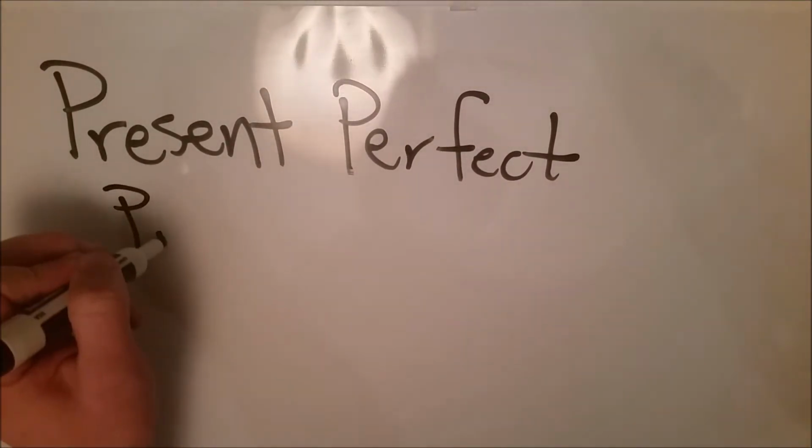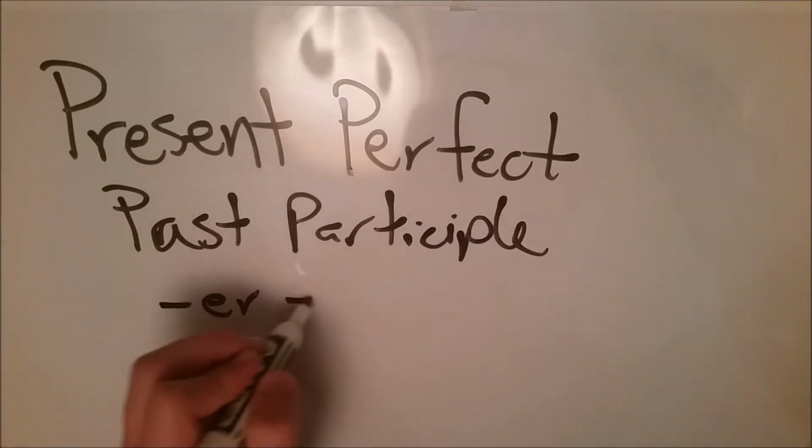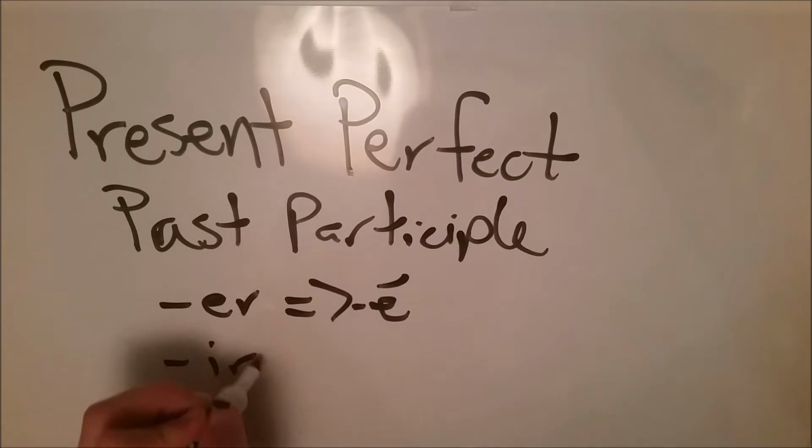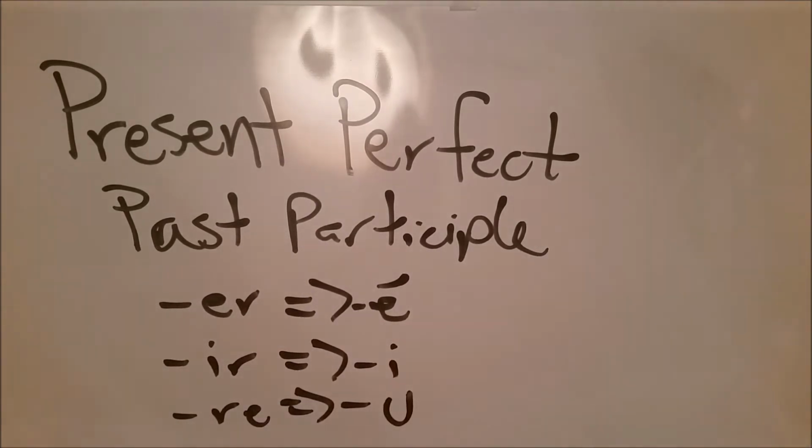Now for making the past participles. For regular verbs, you take off the endings and add l'accent aigu for ER verbs, for IR, the letter I, and for RE, the letter U.